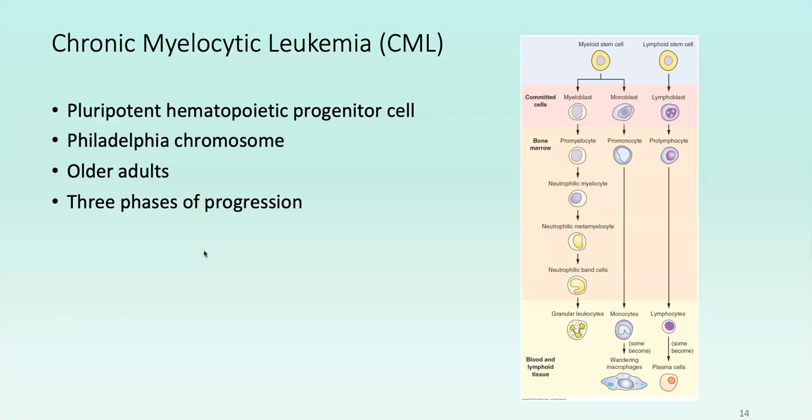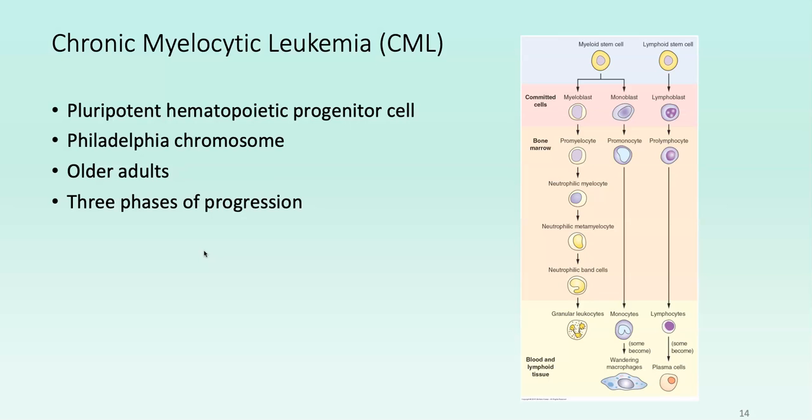Chronic myelocytic leukemia, say that one rapidly, CML, affects the pluripotent hematopoietic progenitor cell. So that means that very initial progenitor or stem cell is where this is occurring. It is characterized by granulocytes, erythroid precursors, and megakaryocytes.